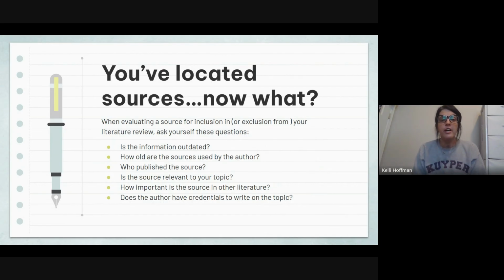And then, does the author have credentials to write on the topic? This is a really good one too. If you are researching something around, let's say, substance use, you want to look to see, does this person have credentials in that field, or are they a business major? I don't know. You can still write about substance use if you're in the business field, but look at the credentials to see if this is somebody who has the backing to speak on what they are writing about.